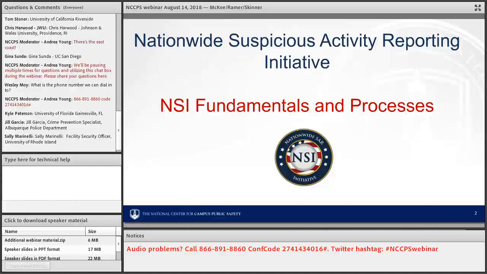Jennifer Skinner is a member of the Technical Assistance Team for the NSI, focusing on policy issues relating to the protection of privacy, civil rights, and civil liberties. She provides policy guidance, training, and technical assistance to federal, state, local, tribal, and territorial agencies to help law enforcement understand how to deal with suspicious activity with a potential nexus to terrorism while protecting privacy, civil rights, and civil liberties. Phil, Monte, and Jennifer, welcome to Campus Public Safety Online.